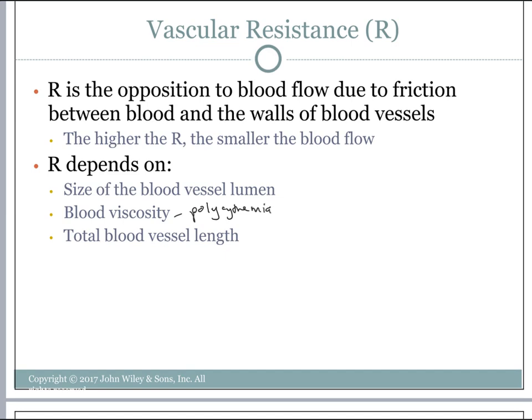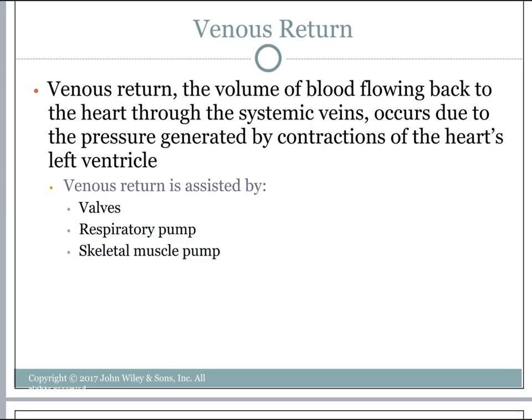Size of the blood vessel lumen. So obviously with fight or flight, blood vessels tend to constrict, increasing blood pressure. So this can increase resistance. Clinical conditions like high cholesterol or increased atherosclerotic plaque buildup in blood vessels lessen the size of the lumens, the openings to those blood vessels, increasing resistance.